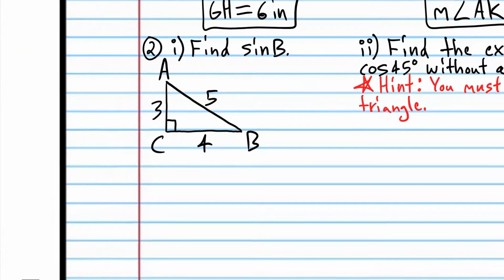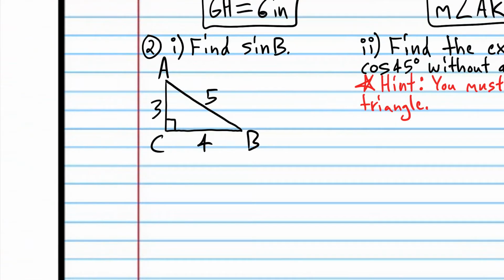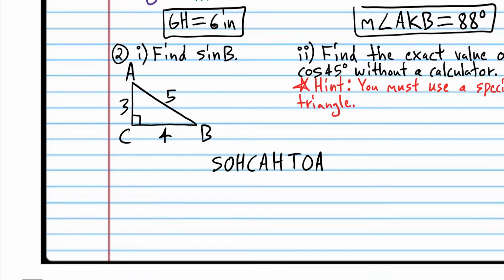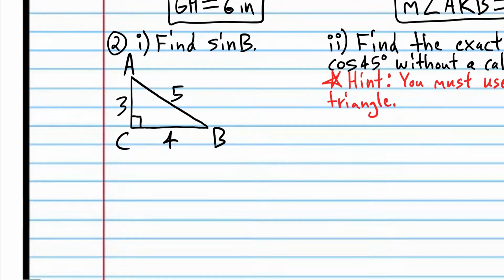All right, we're back. So remember, you can use SOHCAHTOA to remember. I don't know if I went over that in class, but sine is opposite over hypotenuse, cosine is adjacent over hypotenuse, and tangent is opposite over adjacent. I'm just using this because I don't want to write out the sine, cosine, tangent stuff.